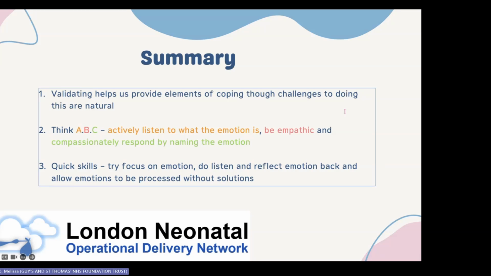So a quick way that we can remember how we validate is the ABC technique. A, actively listen to what the emotion is. B, be empathic and compassionately respond by naming the emotion. And again, with that ABC technique, this can take quite a bit of time that we may not always have. But if we get into the habit of always spotting what emotion could look like for someone, what they're actually saying, and really giving ourselves time to not have to do things, but just to be present, someone could find it very valuable.